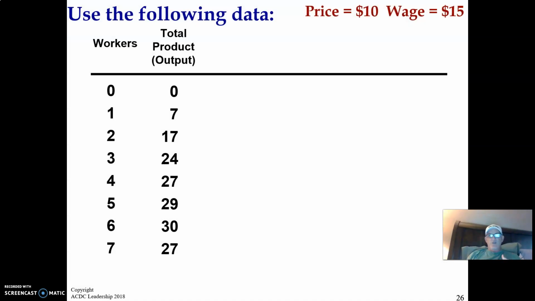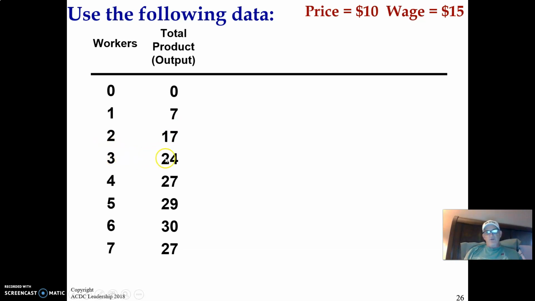Well, let's use the following data. We're going to put a table into use here and really get into the numbers of what's going on. Okay, so let's take a look. 0 workers, obviously they're not going to produce anything. 1 worker can produce 7 widgets. 2 workers can produce 17 together, or a marginal product of 10 units. That's important to start looking at.